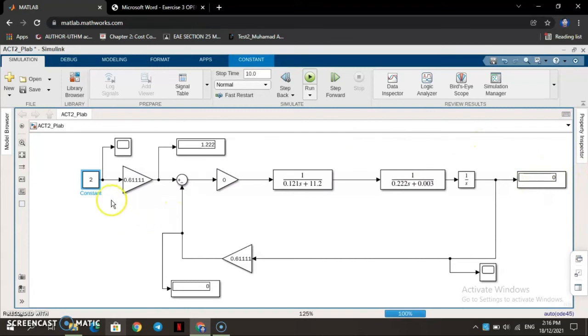So now we just need to repeat the same step, which is to change the value of 2 to 3, 4, 5, 6, 7 till 10. And then we just need to investigate how the system works.